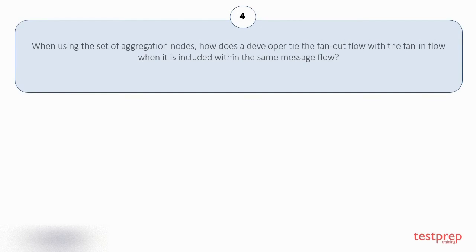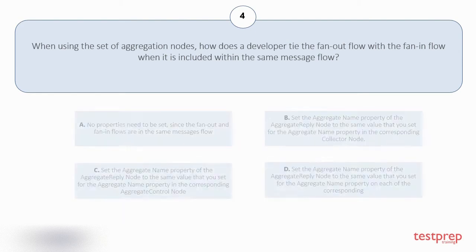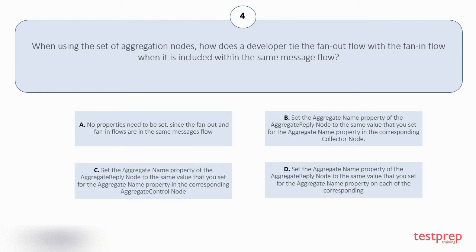Question number 4. When using the set of aggregation nodes, how does a developer tie the fan-out flow with the fan-in flow when it is included within the same message flow? Your options are: A. No properties need to be set, since the fan-out and fan-in flows are in the same message flow. B. Set the aggregate name property of the aggregate reply node to the same value that you set for the aggregate name property in the corresponding collector node.